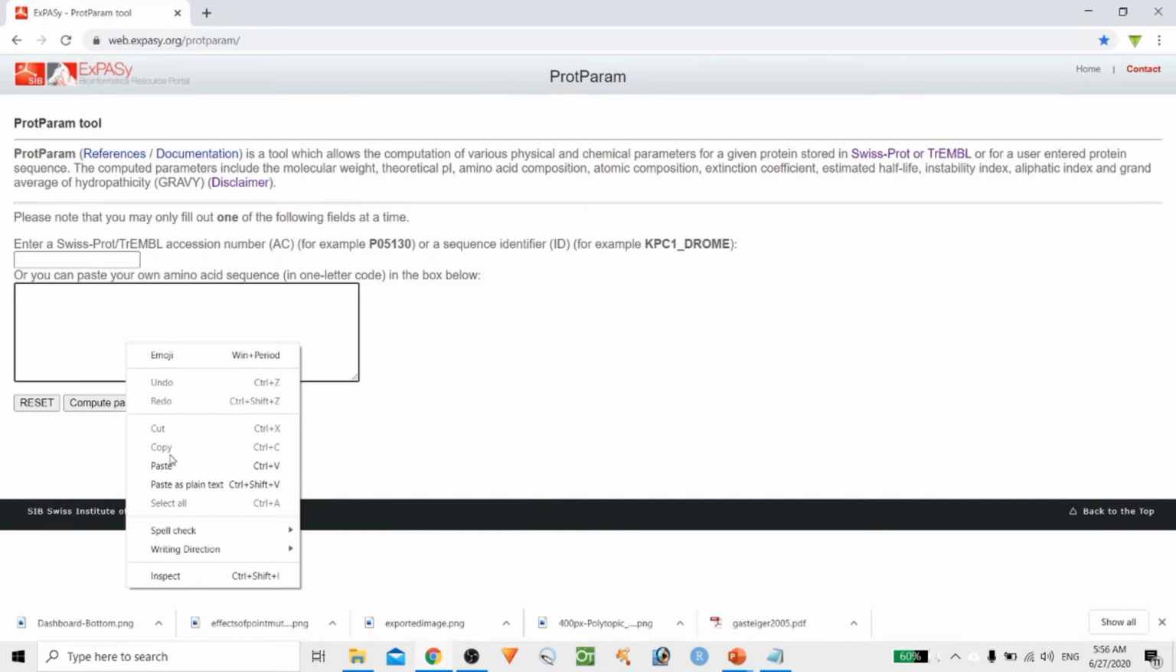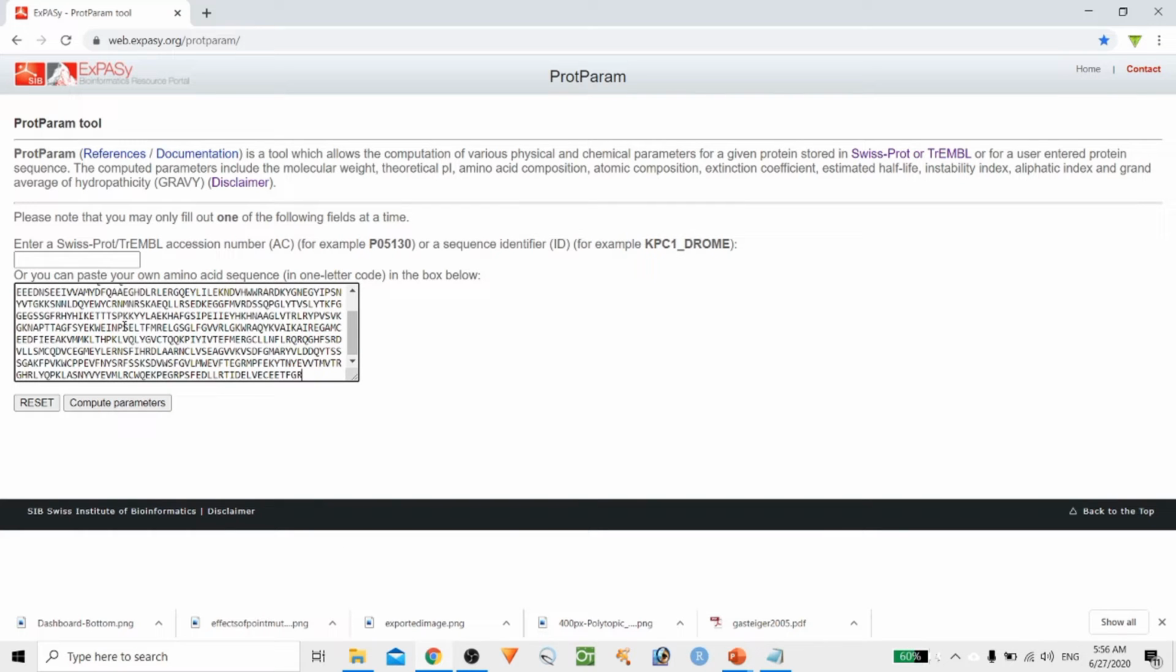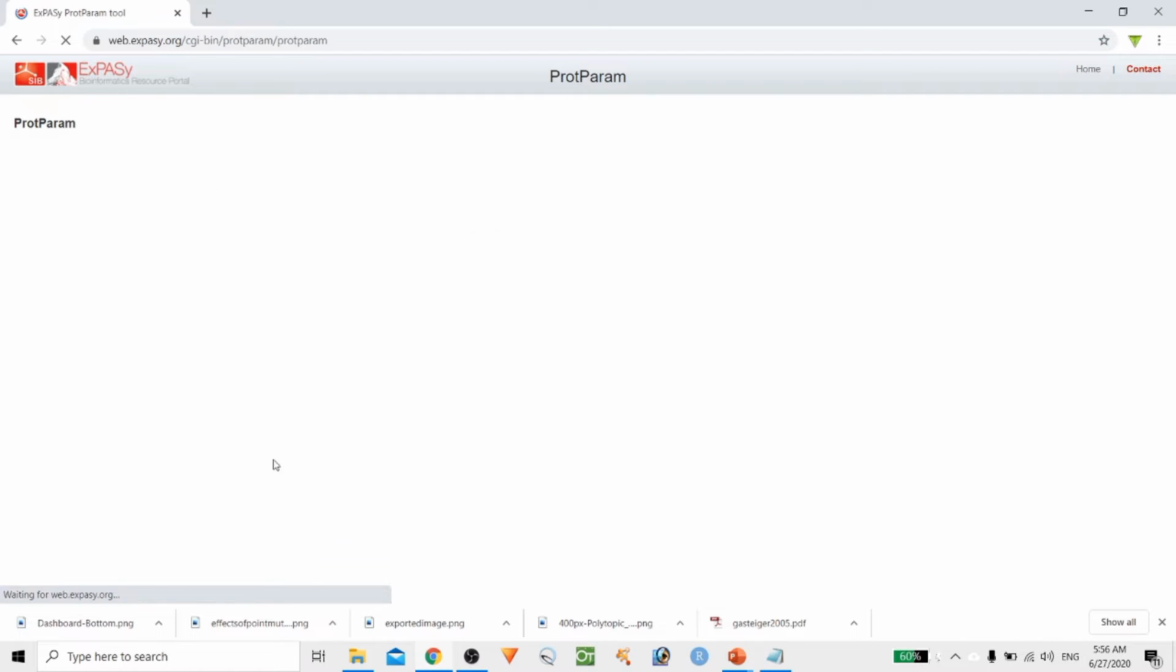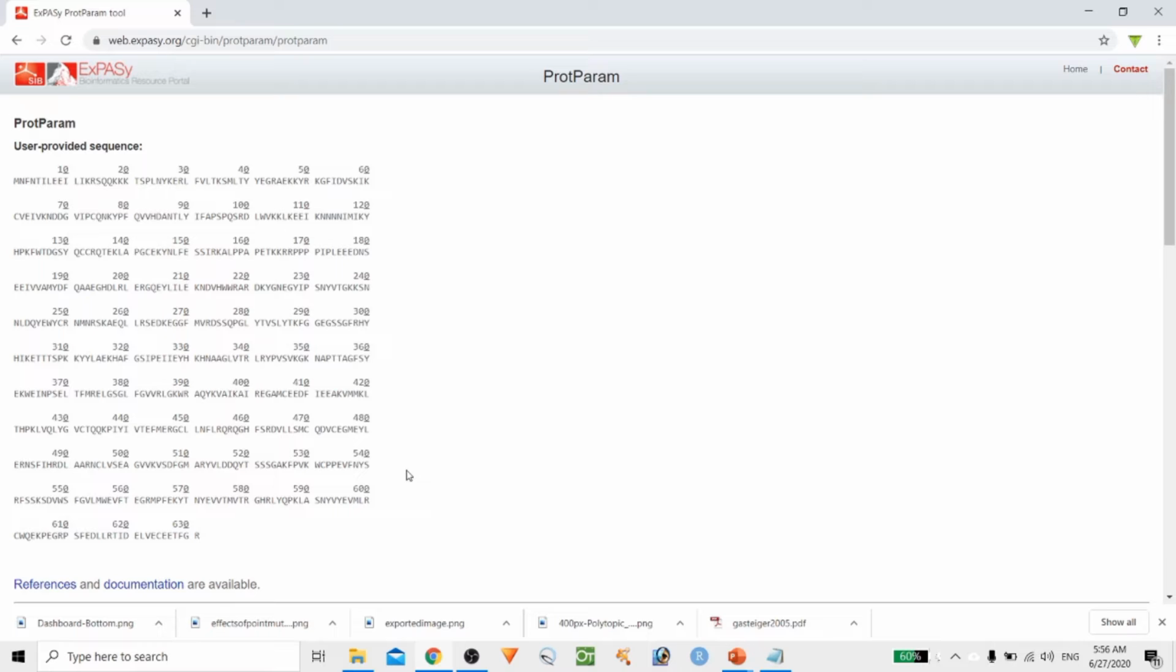You have to paste your amino acid sequence. If you know the UniProt ID or a TrEMBL ID, just provide the UniProt or TrEMBL ID here. Click on compute parameters. It won't take much time. It will provide results for you.